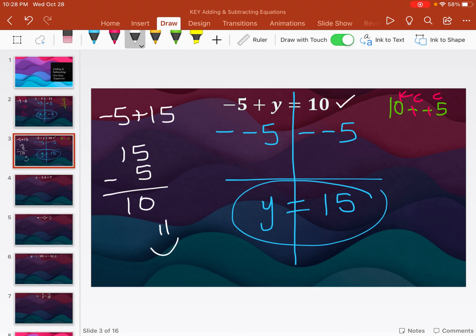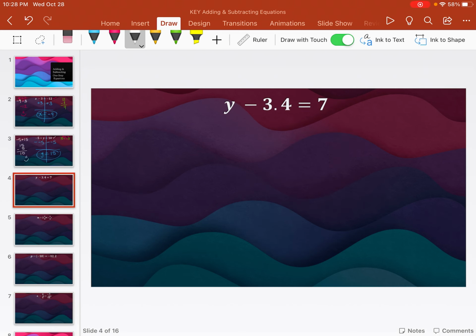All right, guys, let's look at the next one. Okay, start off by drawing your line. Go ahead and look at it. Think if you can figure out what operation we should be doing for this one.